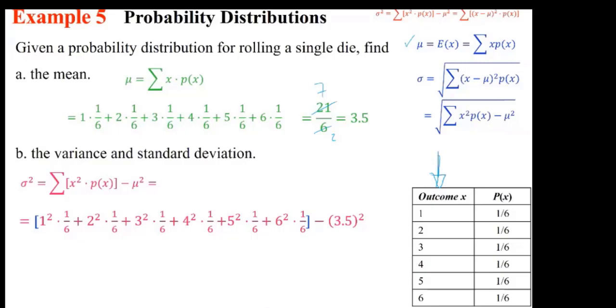So 1 squared times 1 over 6 plus 2 squared times 1 over 6, all the way to the end. We add them up, and then 3.5 squared gets subtracted from it. This is the variance, everybody. So sigma squared is 2.91667.